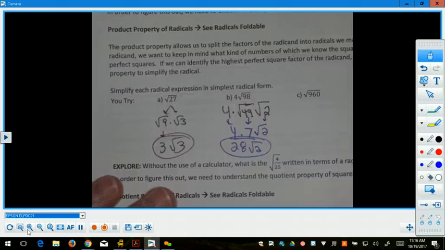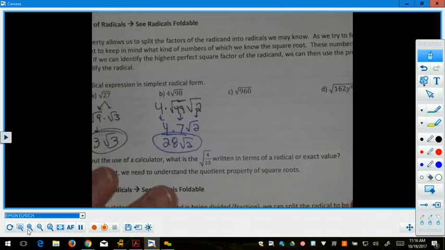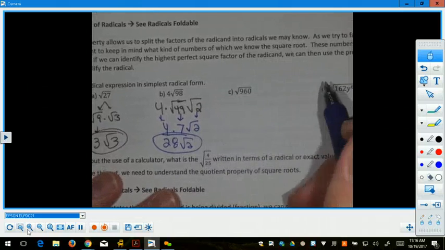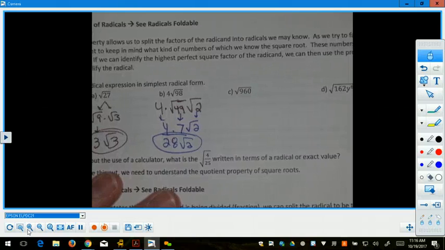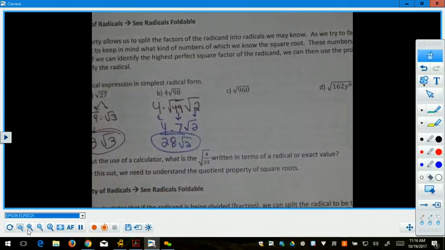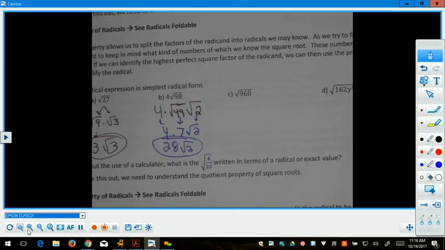What's up? You can't. It's a decimal. All right, square root of 960. Well, you might see if there's something on your list. You want the largest perfect square that goes into it, preferably.